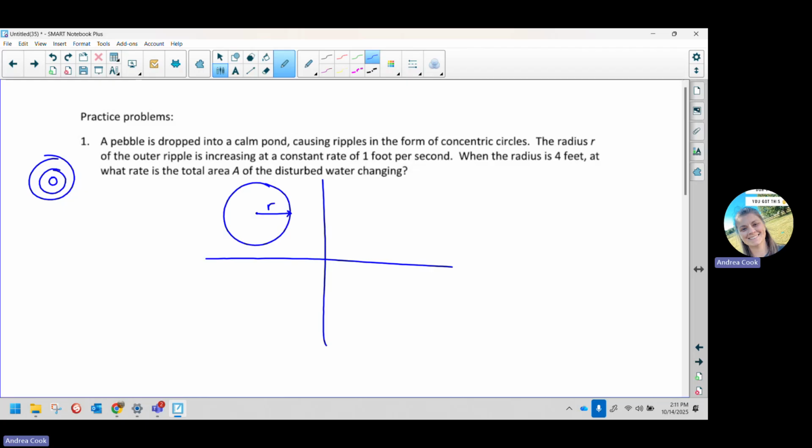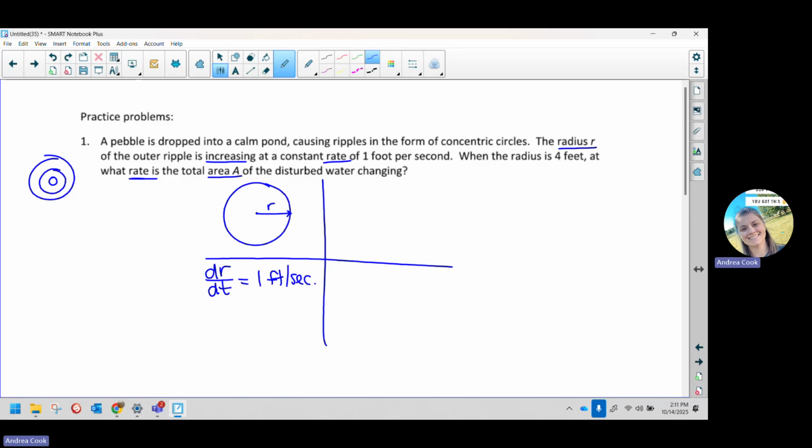Because usually most of our formulas have r instead of t. The radius is increasing at a rate. So what is that in calculus notation? dr over dt. The radius is changing at a rate of 1 foot per second. When the radius is 4, what is the rate of change in area?